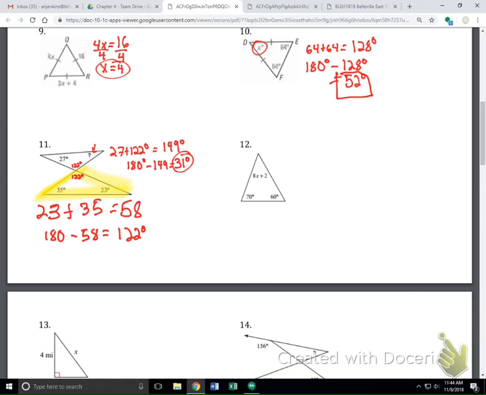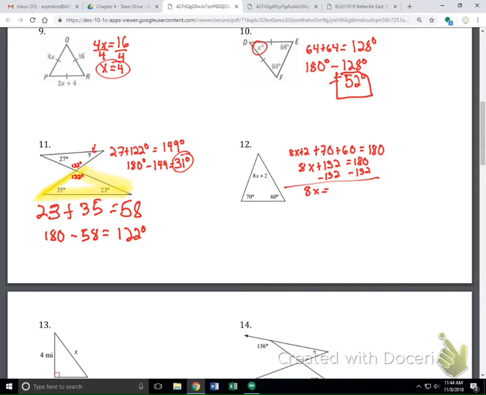Our next one. So you want to walk us through the steps, Mario? I just did 8x plus 2 equals 130. I don't know if that's right. So we know that the sum of the interior angles of a triangle adds up to 180. So we're going to take 8x plus 2 plus 70 plus 60 equals 180. Okay, we're going to combine our like terms. So 70 plus 60 is 130, plus 2, is 132. Equals 180. We're going to subtract 132.